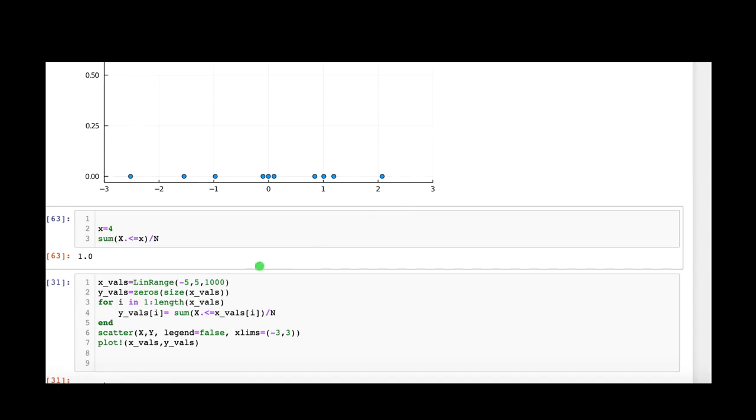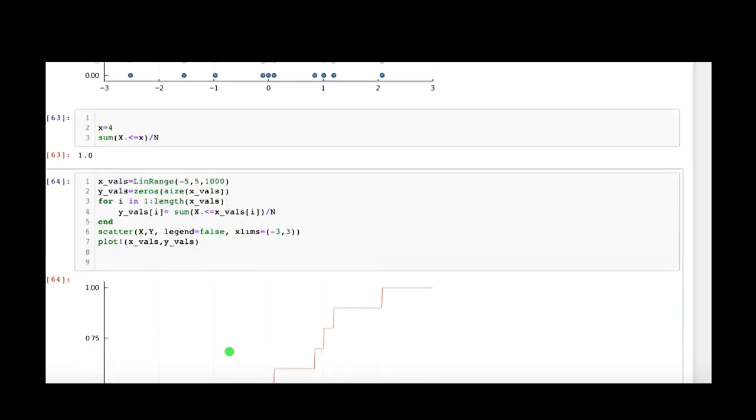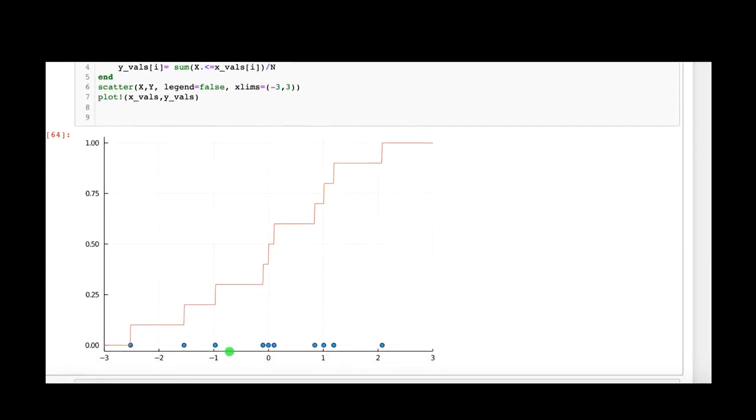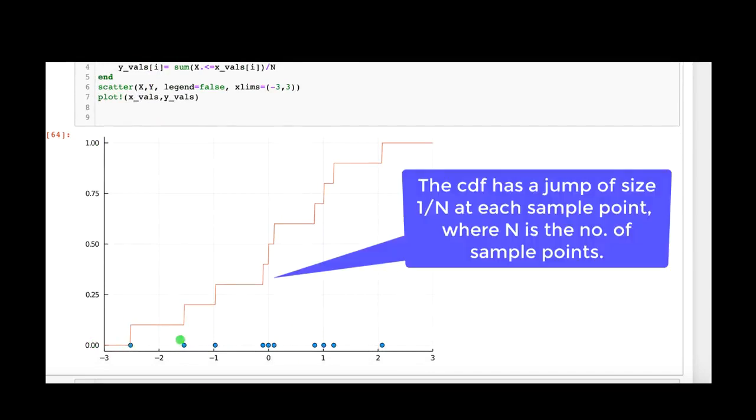I repeat this now, not just for arbitrary values x, as I did over here, but for all the x values in the range from minus 5 to 5. So for each of the x values in the range from minus 5 to 5, I compute this sum, and then I plot the empirical distribution function. As you can see, it has a jump of 1/10 at each of the sample points.